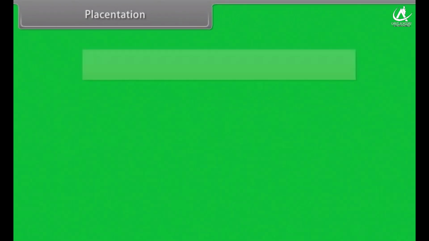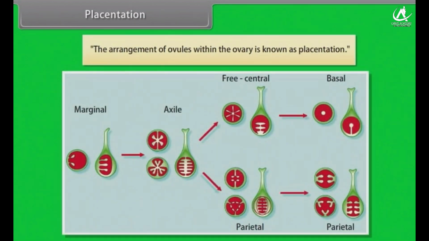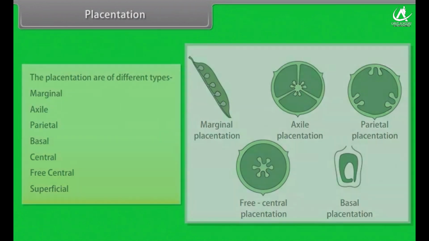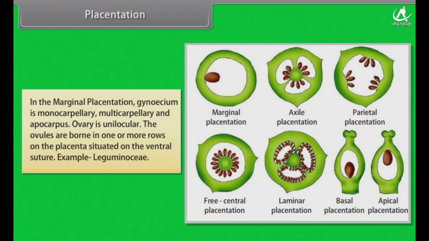Placentation. The arrangement of ovules within the ovary is known as placentation. The placentation is of different types: marginal, axile, parietal, basal, central, free central, superficial. In the marginal placentation, gynoecium is monocarpellary and apocarpous. Ovary is unilocular. The ovules are borne in 1 or more rows on the placenta situated on the ventral suture.